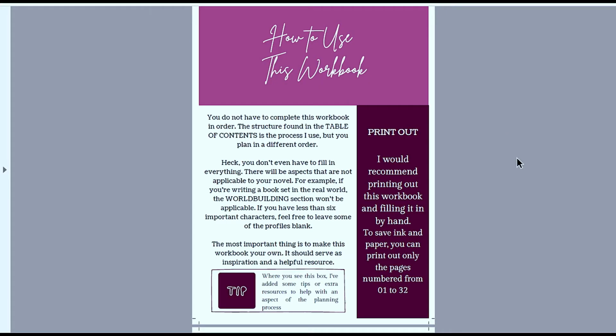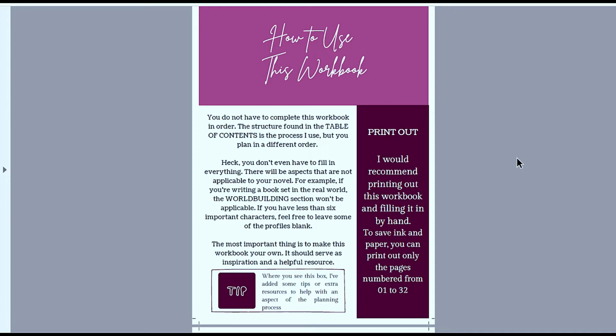So how to use this workbook. Now, like I say on this page, you don't have to complete it in order. The process I use is the one that we'll be following here, and it's set out in the table of contents, but every writer plans in a different order. You also don't have to fill in everything. There will be things that won't be applicable to your novel. So if you're writing something in a contemporary setting, maybe the world building won't be as relevant. Maybe you have more or less characters.